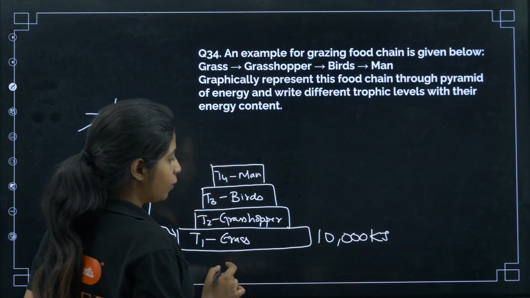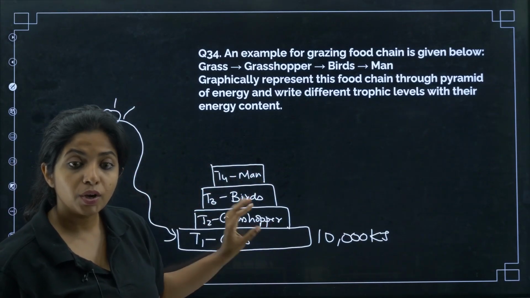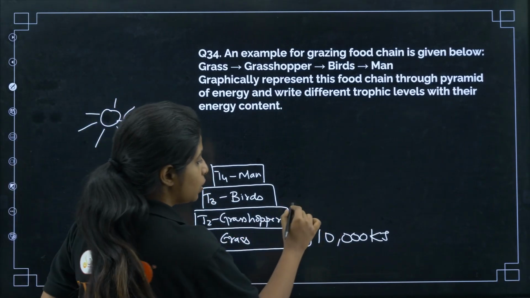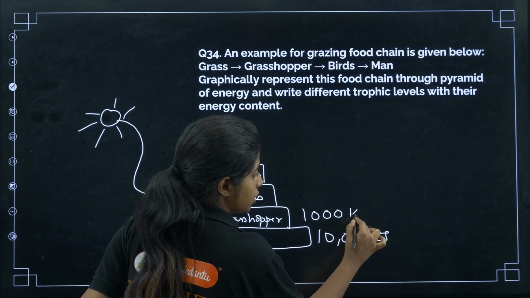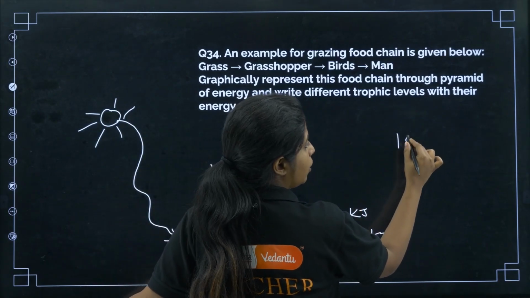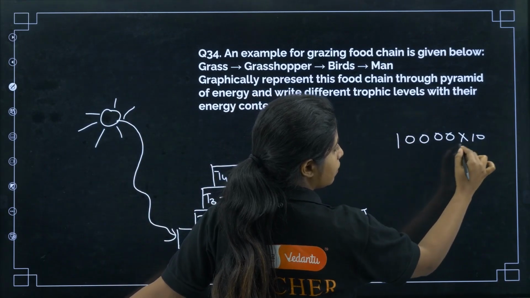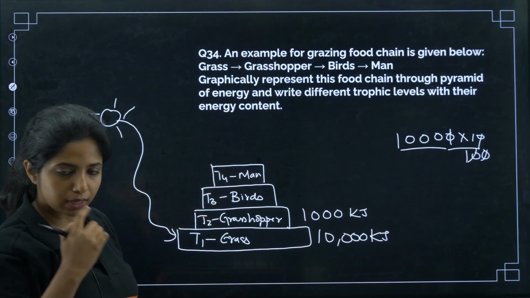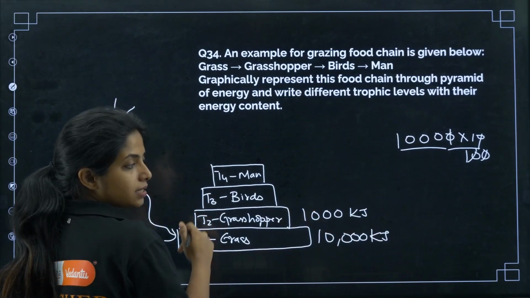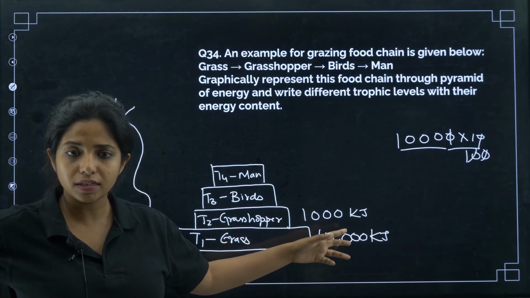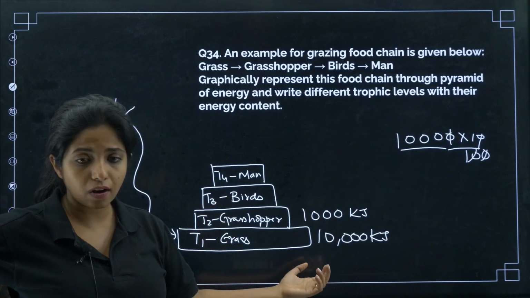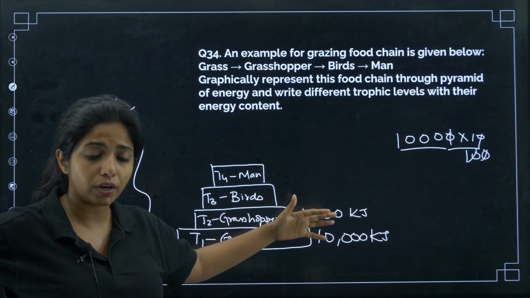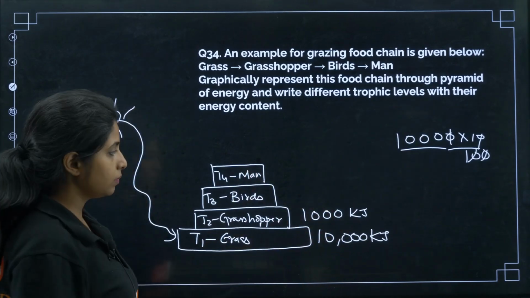Now, what is the energy transferred to the grasshopper, my dear children? Only 10%. Only 10% of 10,000 will be transferred. So it will be what? Basically, you're talking about 1000 kilojoules. For people who do not know, I'll tell you how to take 10%. So 10,000 into 10 divided by 100 is how you calculate it. So you get 1000. Again, why is only 10% given? Because 90% of it can be utilized by the organism itself, and also when transformation of energy happens from one trophic level to another, there will be some loss as well. So this is the reason.